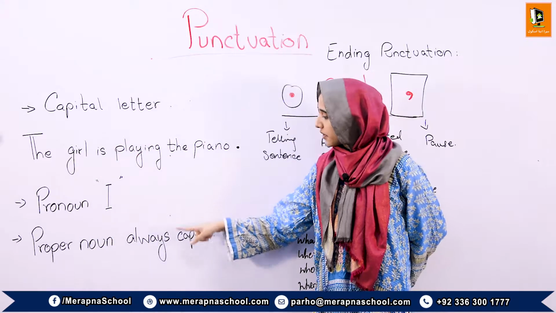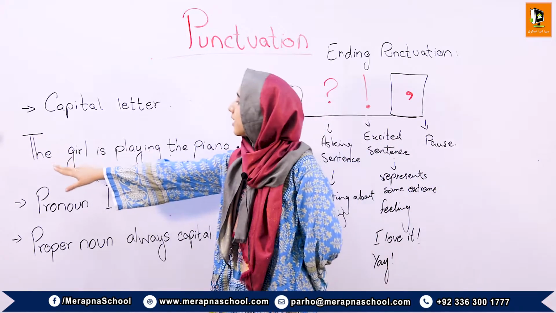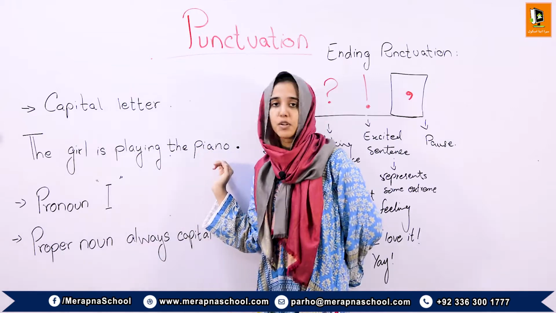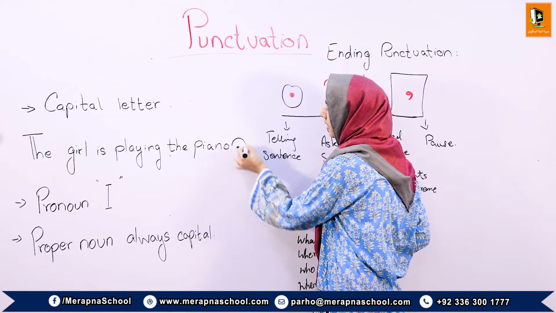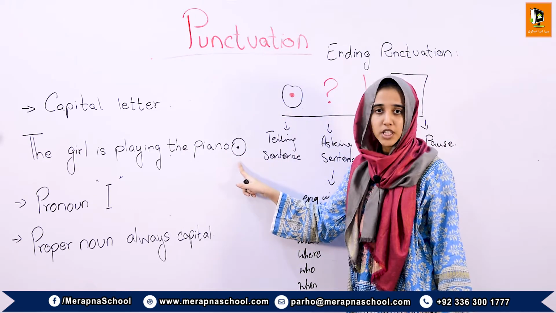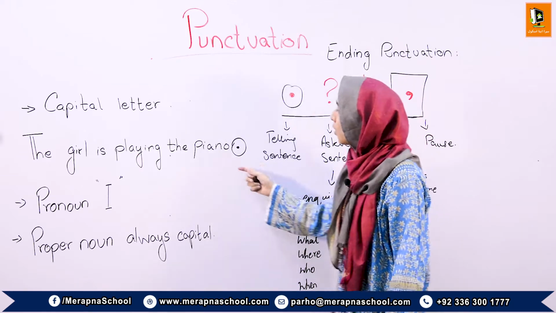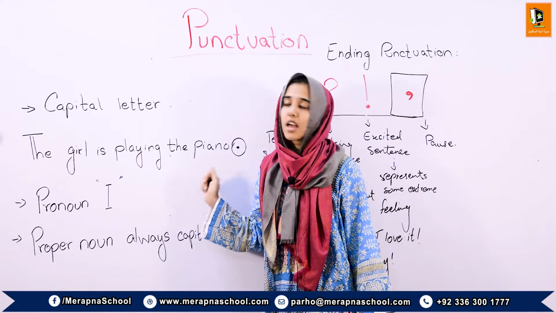Now, coming back to the previous example that we have already discussed, let's go through it again. The girl is playing the piano. Now, if you can see, I have used this mark that I have mentioned here. This is called a period or a full stop. Now, why is this mark used in this sentence?